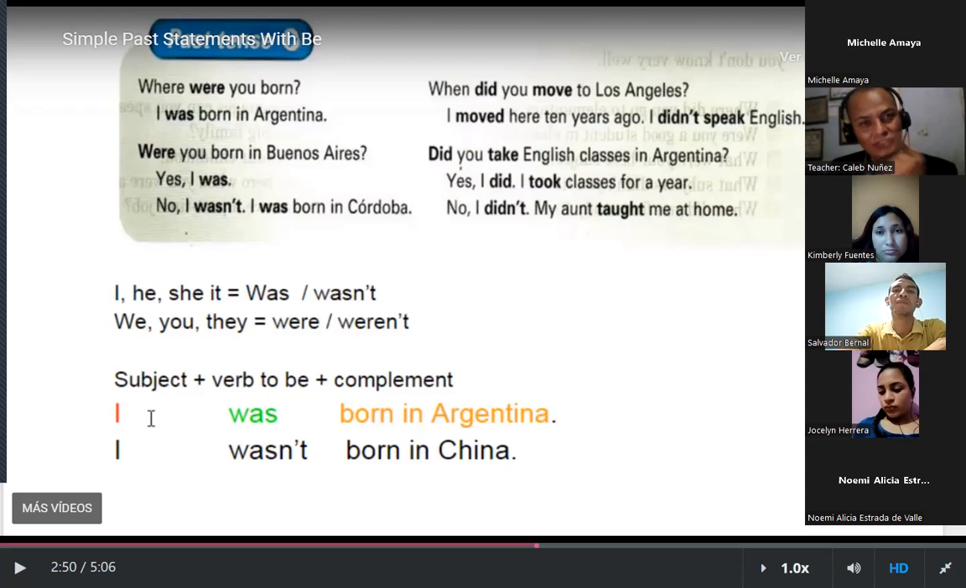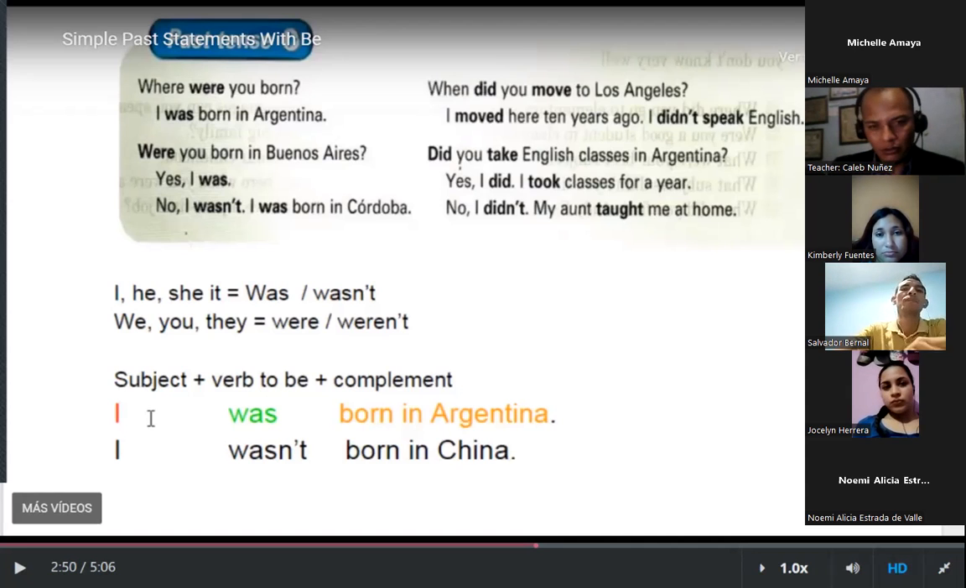The challenge is something positive, something negative. Volunteers, say it or chat it. My mom was born in Salvador. She wasn't born in Argentina. Yay! Somebody else. Come on. Say it or chat it. Michelle, go ahead.